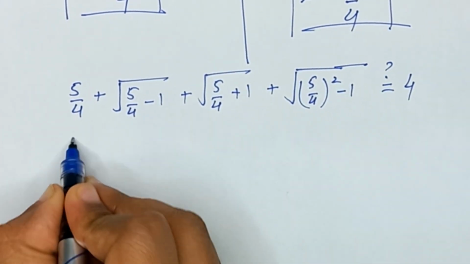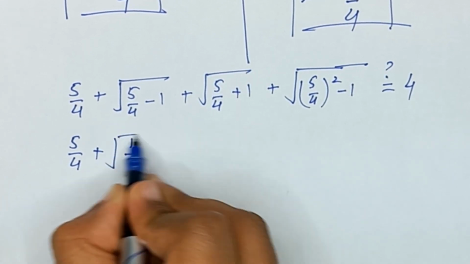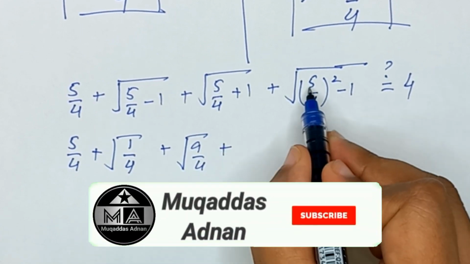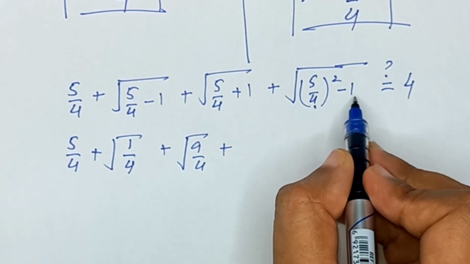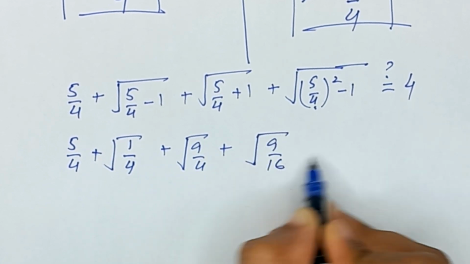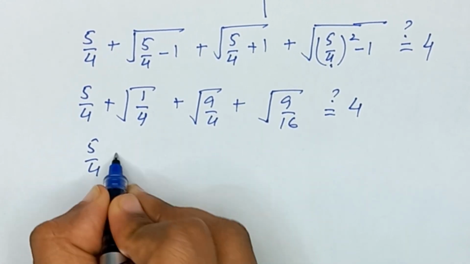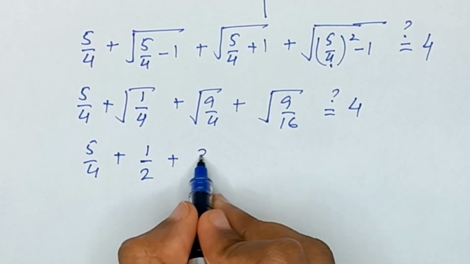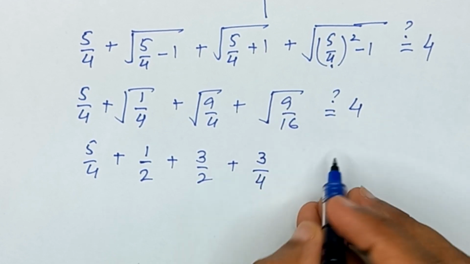So it will be 5 divided by 4 plus it will become 1 divided by 4 and it will become 9 divided by 4 and it will be 25 divided by 16. So 25 minus 16 will be equal to 9 divided by 16. And we have to check whether it will be equal to 4 or not. So 5 divided by 4 plus square root of 1 divided by 4 is 1 divided by 2 and it will be 3 divided by 2 and it will become 3 divided by 4 because square root of 9 is 3 and 16 is 4.